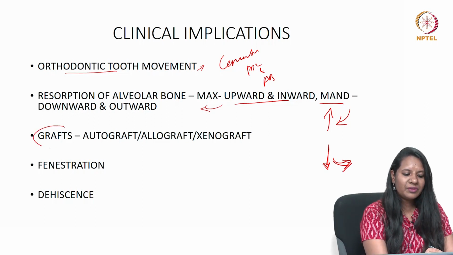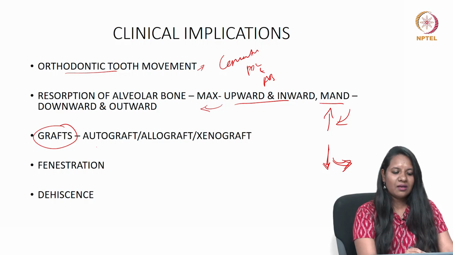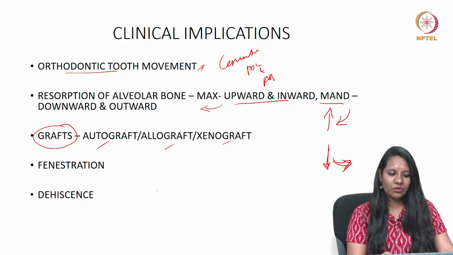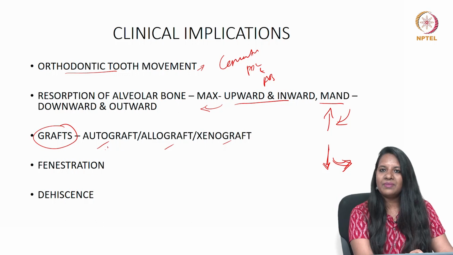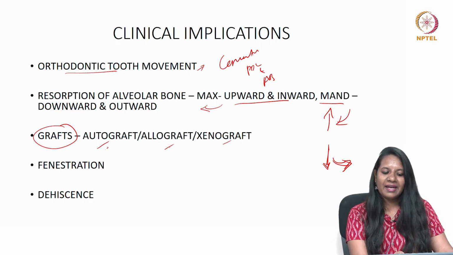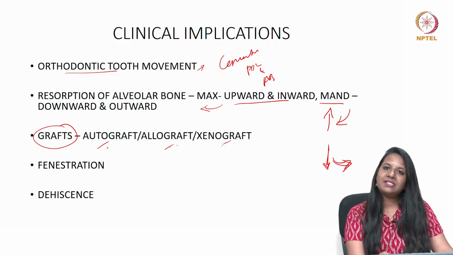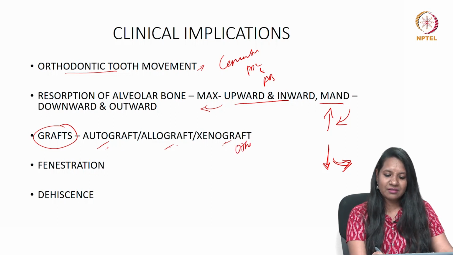Then there is something called graft, which is autograft, allograft or xenograft. Autograft is when it is taken from the same human, allograft is taken from another human, and xenograft is taken from another species.